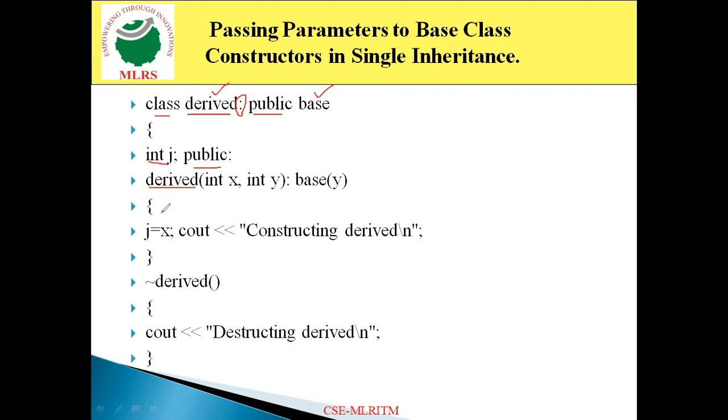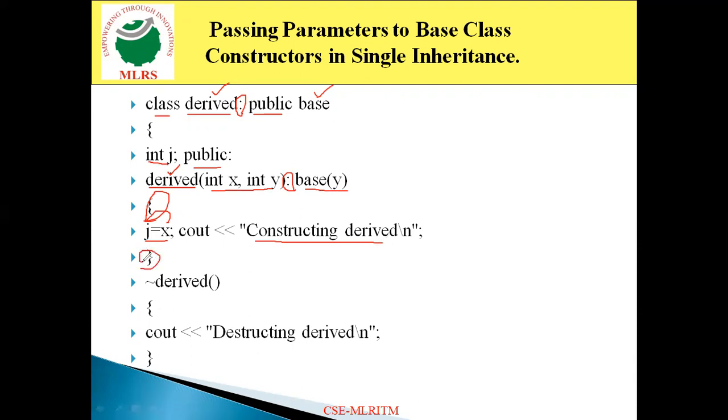Now look at this: class name and function name, both are the same. So this is the constructor. Then in the derived class constructor, I am passing two parameters, int x, comma, int y. Then colon. Look at this. This is the way we pass the parameters to the base class. Now base(y). Now observe here clearly. Then close brace. j is equal to x, whatever the value of x is, that is assigned to j. Then simply one statement, constructing derived, which will appear on the output screen.